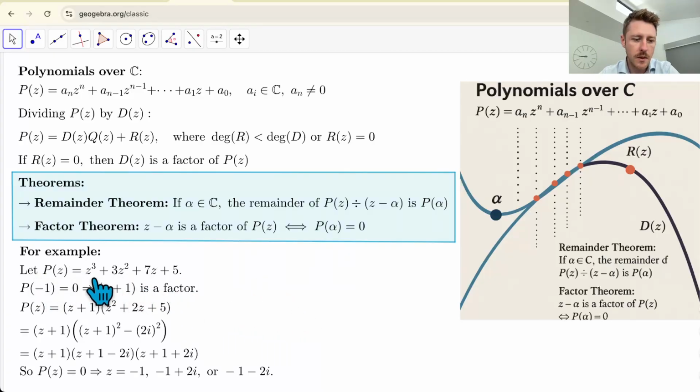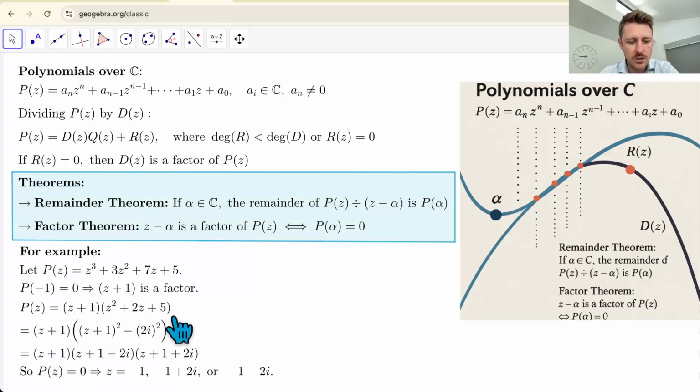p of z, and we get this z cubed plus 3z squared plus 7z plus 5. So p of negative 1 turns out to be 0. If you substitute negative 1 for z here, you'll get 0. Therefore, z plus 1 is a factor. Because remember, if you're dividing by z minus alpha, then p of alpha is a factor. So you take the opposite sign of this. So what that means is z plus 1 is a factor.